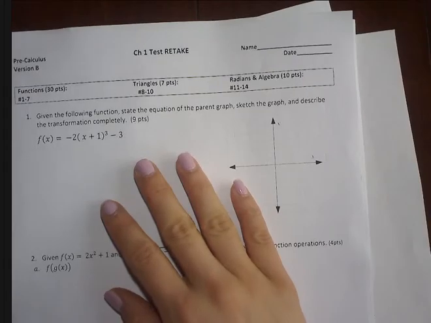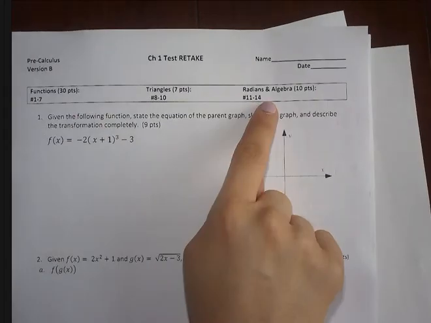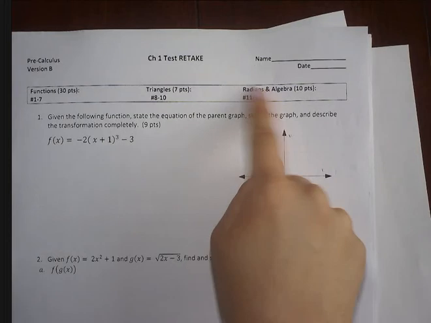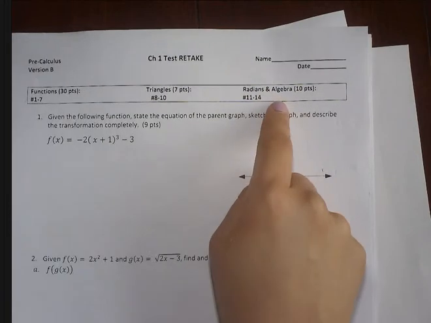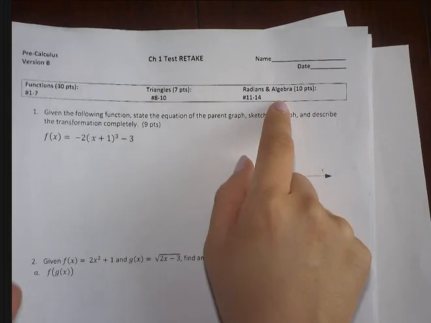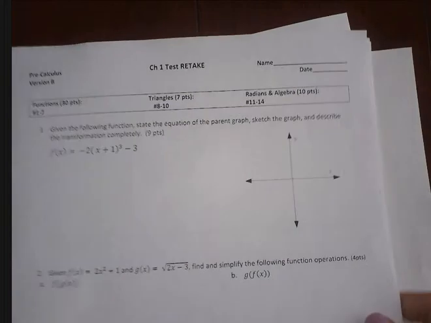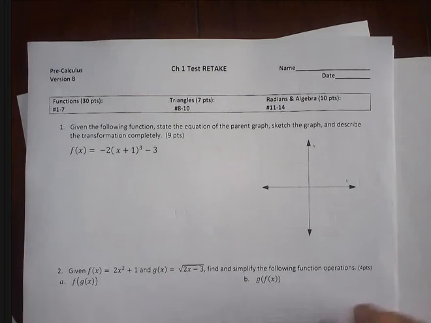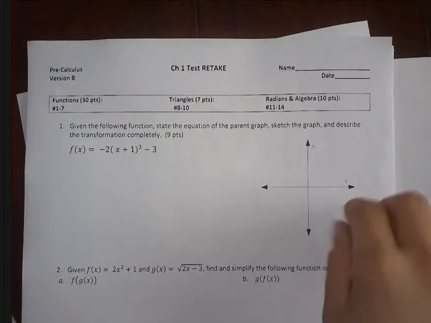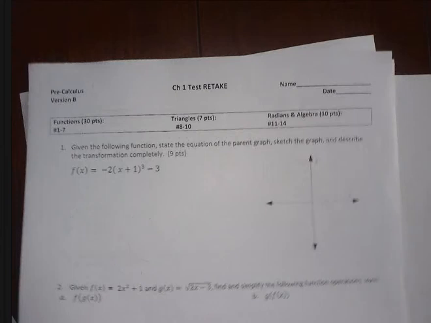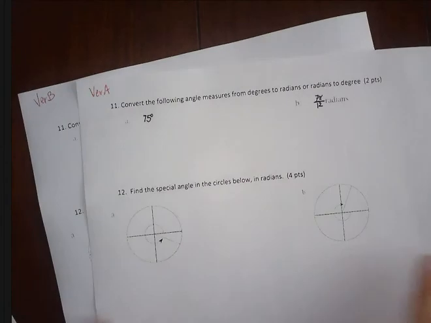On retake, I'm covering the radians and algebra section, number 11 through 14 for both versions A and B. I'm going to do both, focusing on version A in the first half and then version B in the second half, but there's some overlap. So go ahead and skip to the part that applies most to you, as in any video. So let's start with version A.